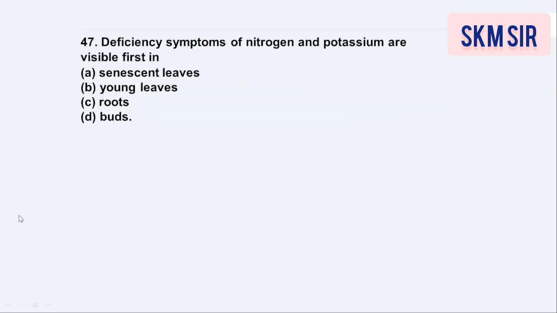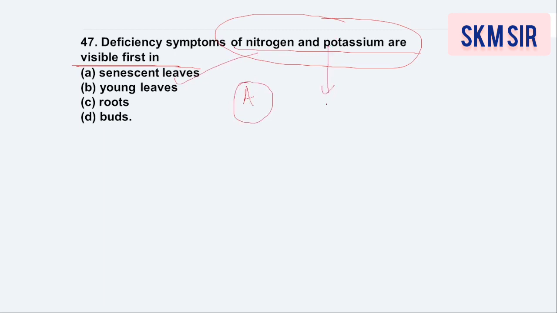Coming to the 47th, deficiency symptom of nitrogen and potassium would be visible in, as I told you in the last MCQ, when the elements are mobile, their deficiency particularly appears first in older tissue, or you can say senescent leaves. So option A will be the correct one. Because nitrogen and potassium are readily mobile elements, mobile elements' deficiency appears in the mature, older, senescent part.